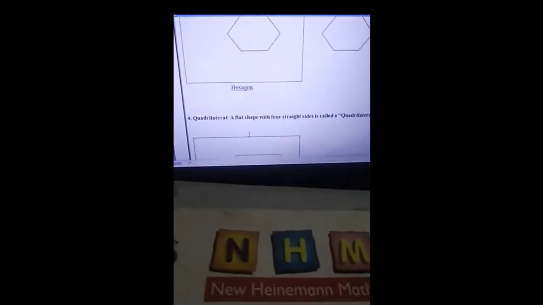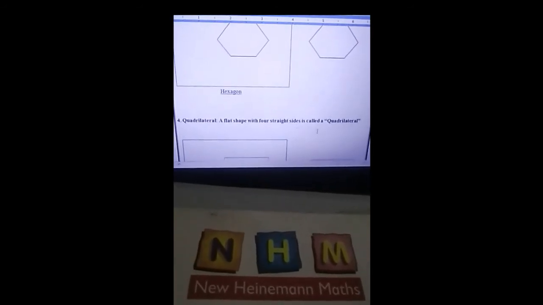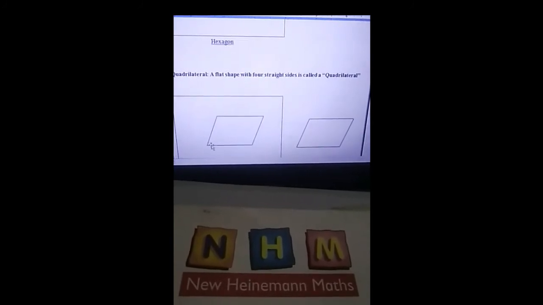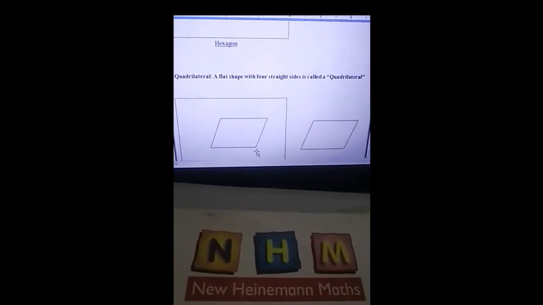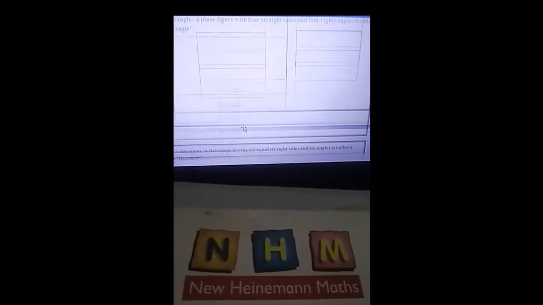Our next shape is quadrilateral. What is quadrilateral? A flat shape with four straight sides is called a quadrilateral. That means a flat shape with four straight sides is our quadrilateral. We just need to draw the shapes into the box. I hope you all understand.